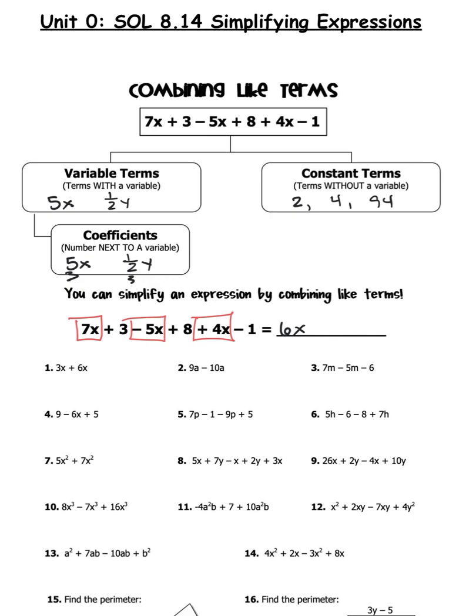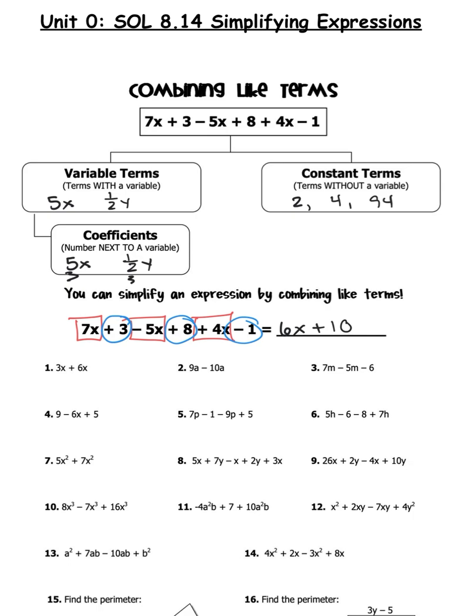The next thing we're going to look for is our constant. So we have a constant of positive 3, a constant of positive 8, and a constant of negative 1. So we have 3 plus 8, which is 11. 11 minus 1 is 10. So combining like terms, I get the simplified expression of 6x plus 10.